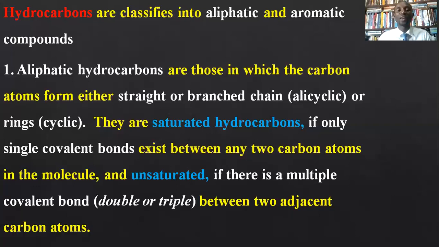So between carbon and carbon, the bond is single. That is saturated hydrocarbons. Now, unsaturated hydrocarbons have double or triple bonds existing between them. It could be a double bond, it could be a triple bond. Double bond, we call it alkenes.